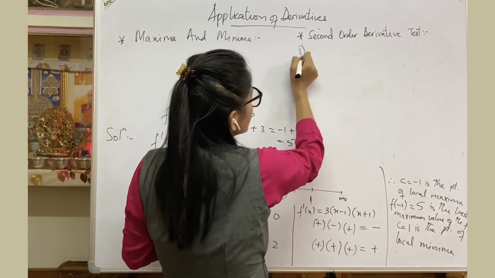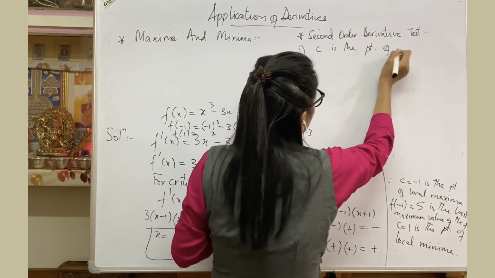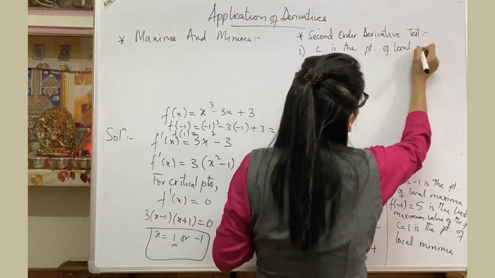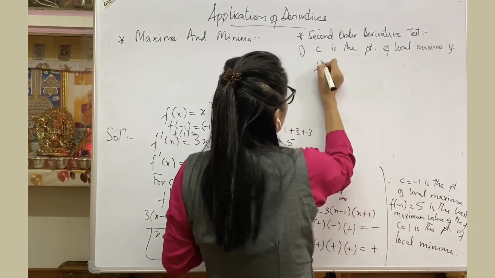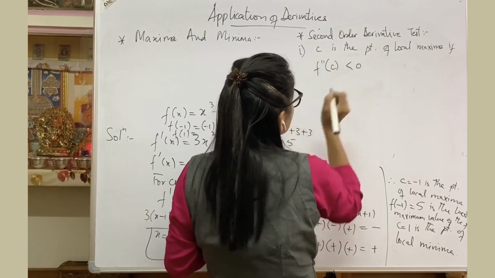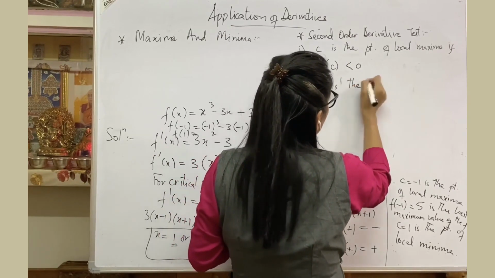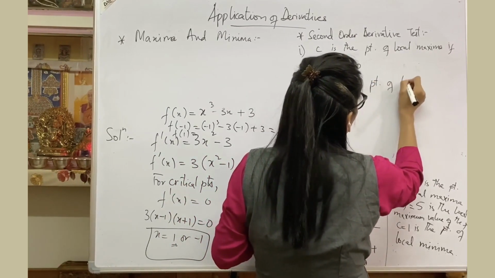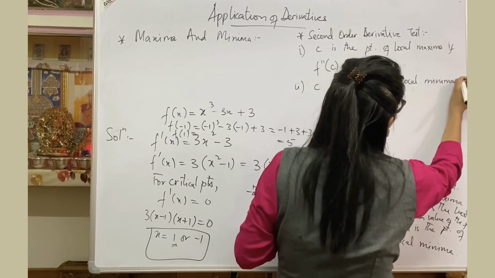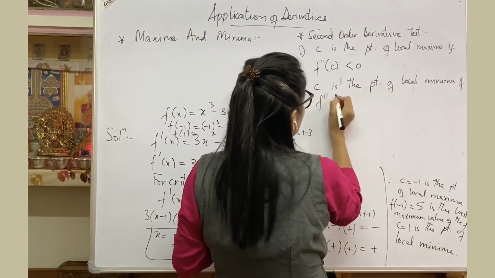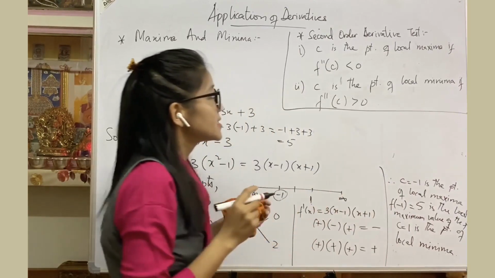Okay, I will just write down. C is the point of local maxima if f double dash of C is less than 0. Number 2, C is the point of local minima if f double dash of C is greater than 0. So this is second derivative test.